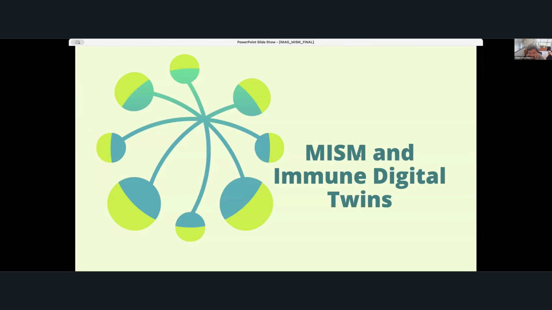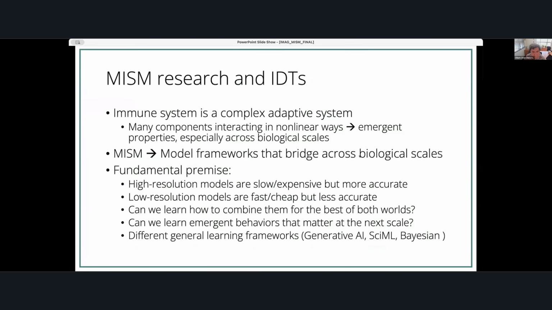So very briefly, what does MISM have to do with immune digital twins? The thing about trying to model the immune system as an immune digital twin is that it faces the incredible complexity of the immune system. The immune system, as all of you know, is a complex adaptive system, which basically means that it's got many components interacting in nonlinear ways that result in emergent properties, especially across biological scales. So our job or responsibility is to try to develop modeling frameworks that can bridge across these biological scales, and I'll go into more detail later.